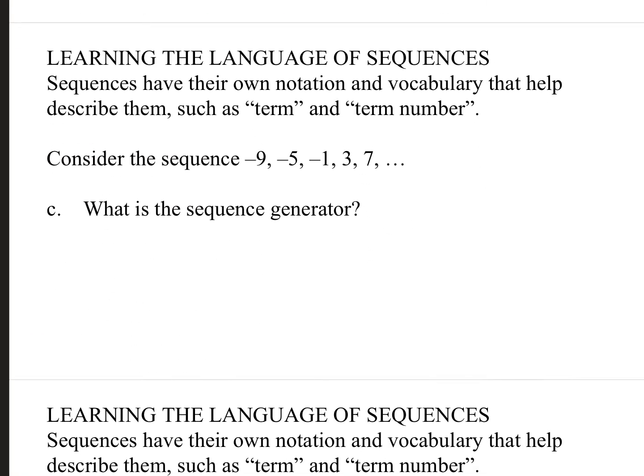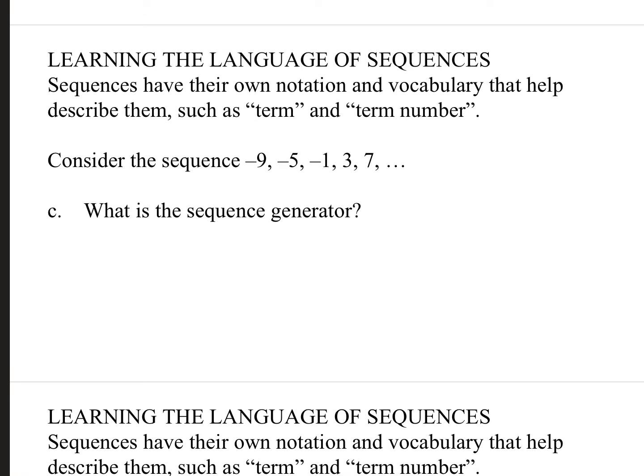Okay, next question, same sequence. What is the sequence generator? In other words, and we've already actually answered this question, what is the pattern as you're going from one term to the next? So this one would be a +4. That's what keeps the sequence going.